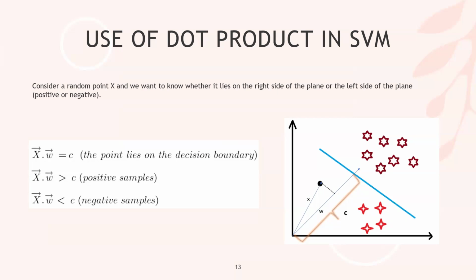X dot W equal to C means the point lies on the decision boundary, which indicates that if the dot product of X and W is C, then the particular point is perfectly aligned to the hyperplane. If X dot W is greater than C, it lies further toward the positive side, and we will consider that point a positive sample, which is a correct email. If X dot W is less than C, we will consider it a negative sample, which is more likely in the negative sample space, so we will consider the mail a negative sample mail.